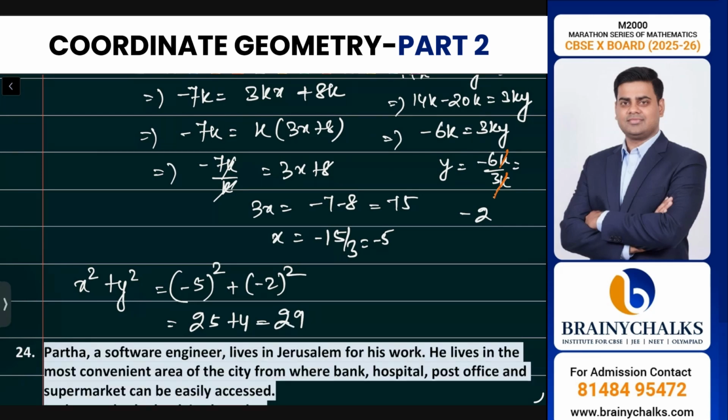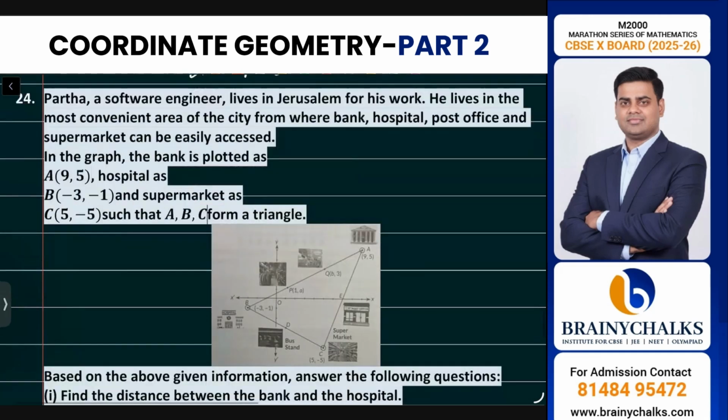Understood? Next question. Partha, a software engineer, lives in Jerusalem for his work. He lives in the most convenient area of the city from where bank, hospital, post office, and supermarket can be easily accessed. In the graph, the bank is plotted as A (9, 5). Can you see the graph clearly?